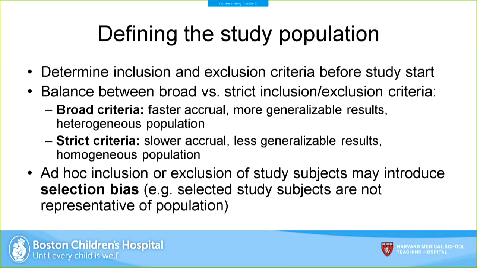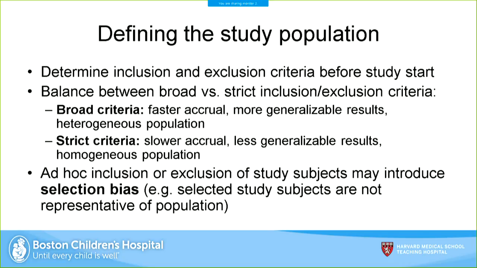Okay, so the next step is to think about your study population. Who are you going to include or exclude from your study? And it's very important to set your inclusion and exclusion criteria before the study starts. You don't want to be changing them ad hoc as you're going along.